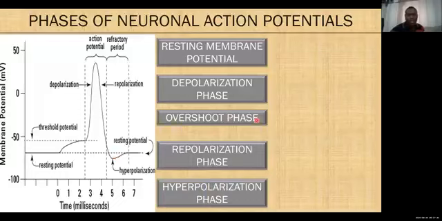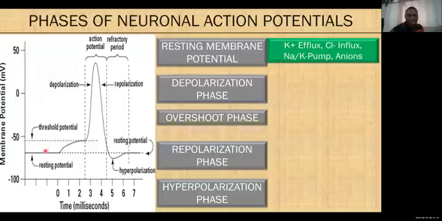In terms of molecular explanations for them, you remember that for the resting membrane potential, there were 4 factors to consider that explain the resting membrane potential. Potassium efflux is several times faster than sodium influx. Then we have the sodium-potassium pump. You have anions, and lastly, the fact that chloride influx is also there.